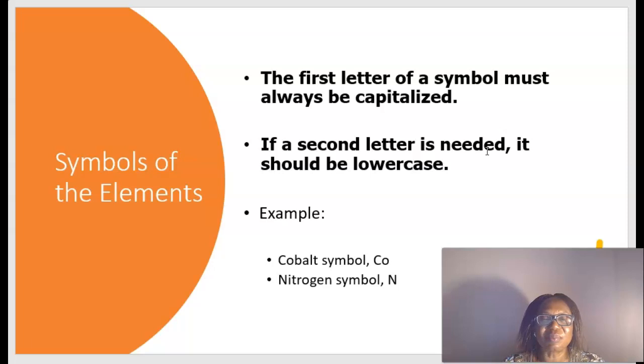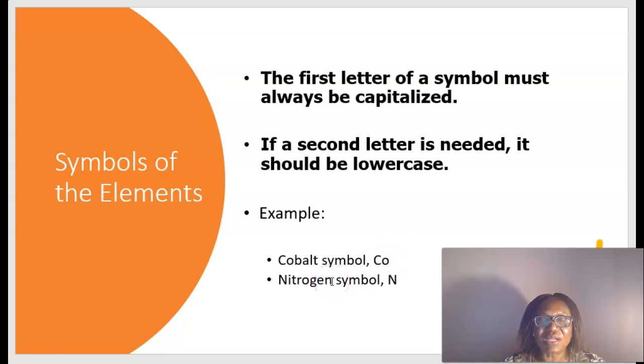We'll look at an example. Cobalt is an element. The symbol of cobalt is Co. It requires two letters. The first letter, which is C, is uppercase, and the second letter, O, is lowercase. If you represent cobalt with two uppercase letters, it's wrong. That's not the symbol of cobalt. If you represent it with two lowercase letters, it's wrong. That's not the symbol of cobalt.